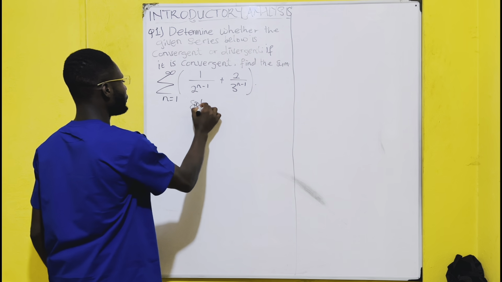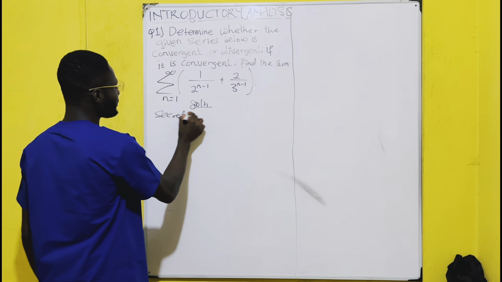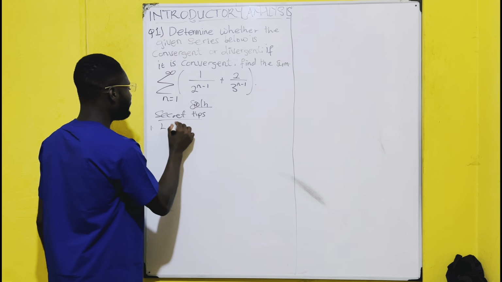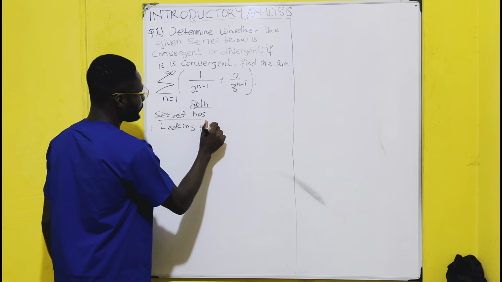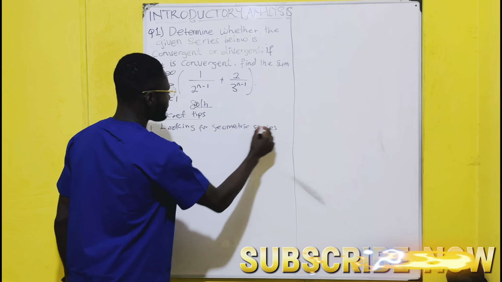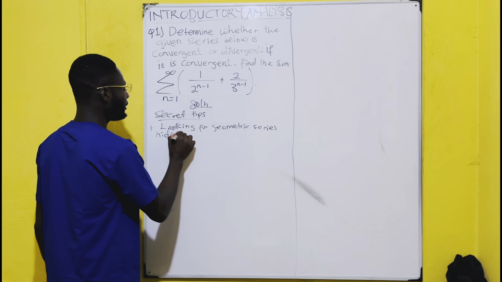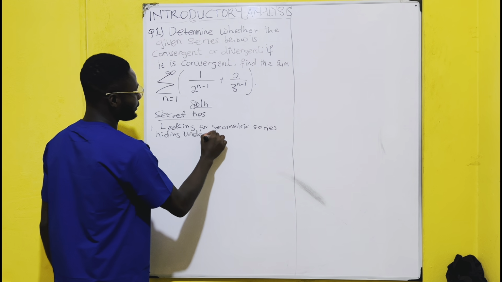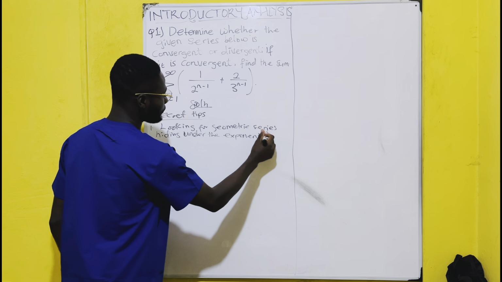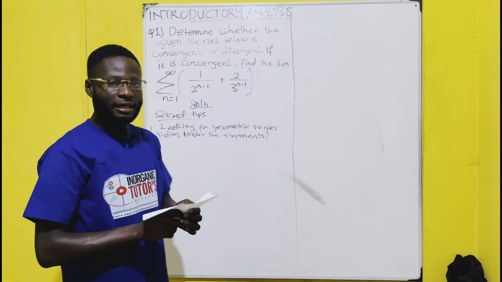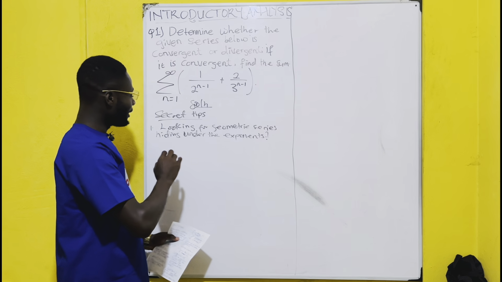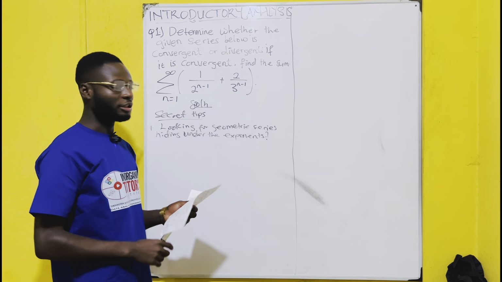So, solution. Secret tips. Tip 1: look for geometric series hiding under the exponents. Now, here is the logic behind what I'm trying to tell you. You should look for a geometric series that is hiding under the exponent.